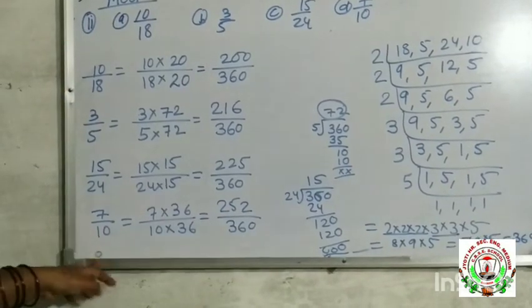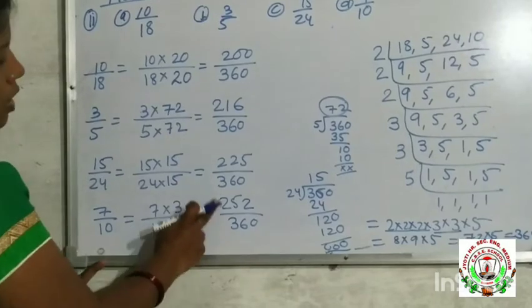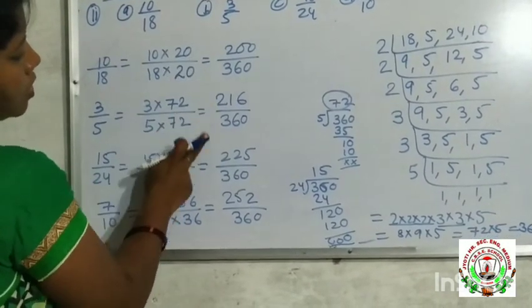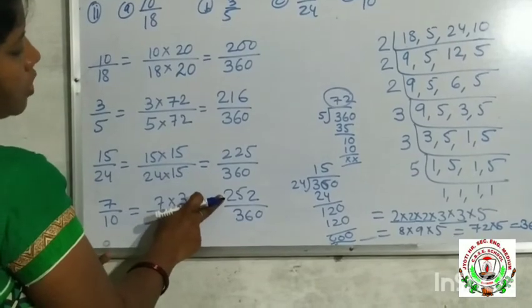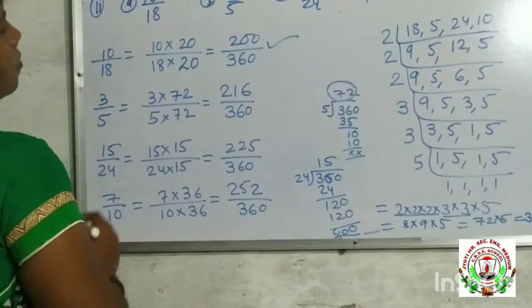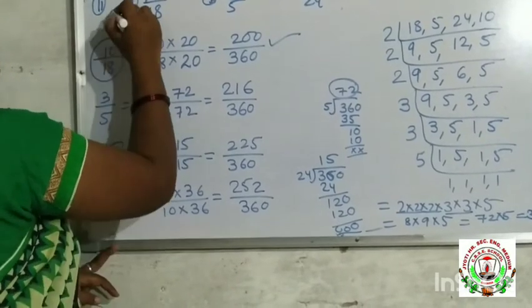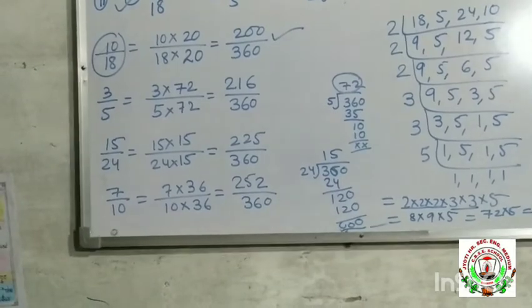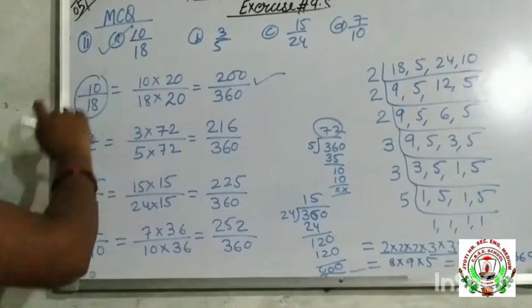Now we have to find out which is smaller. Now see, all the denominators are the same. So which is smaller? 200, 216, 225, 252. It is the numerator. So this number is the smallest number, so this fraction will be smaller. So the correct answer is 10 by 18. Understood? So you will put a tick mark in A.